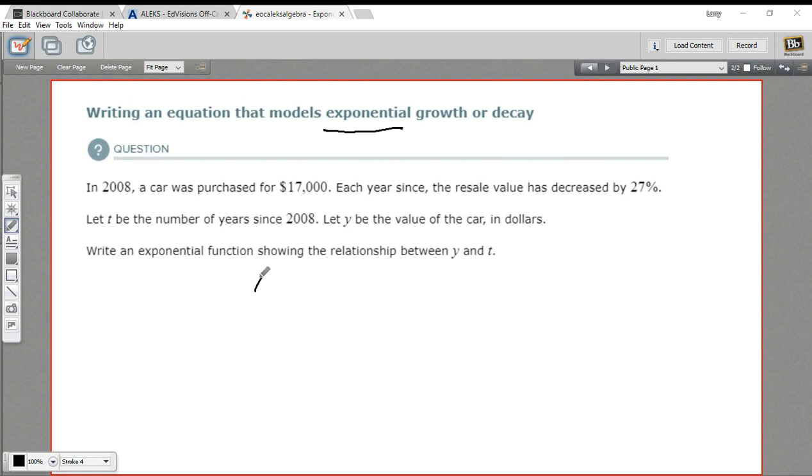Okay, so y represents the value of the car. That's what we're wanting to put on the left-hand side of the equation. And we'll have some equation here that represents that value of the car.